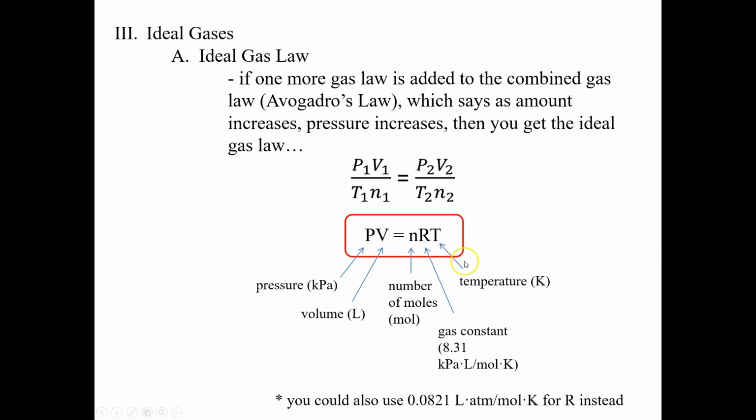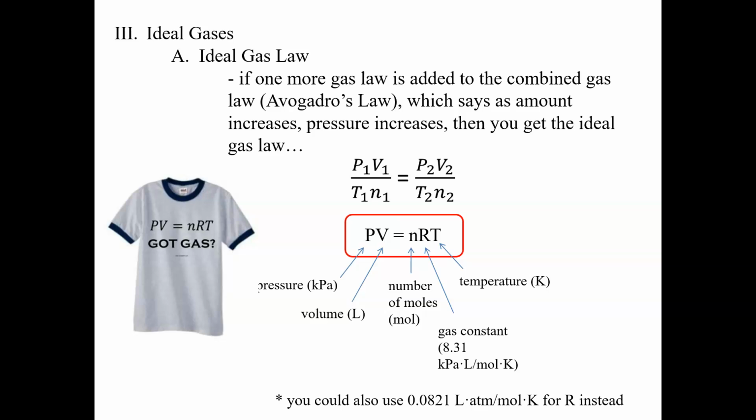I do want to point out that if you decided to use atmospheres instead of kilopascals, let's say they give you a problem in which they give you atmospheres instead of kilopascals, you don't have to change atmospheres into kilopascals. You just have to use a different gas constant. Right? You would have to use this gas constant instead if we were using atmospheres. Okay? So that's the one thing that you have to be aware of when you're working with PV equals nRT, the ideal gas law. Right? You have to look at which unit of pressure are you using. The other units can't change.